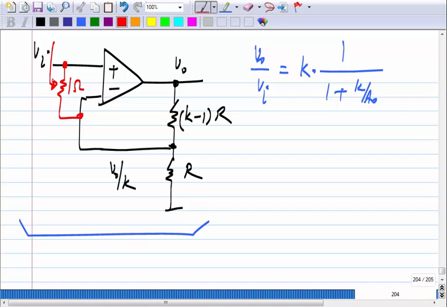So an ideal op amp, what's the input resistance? Infinity. Why? So there is a virtual short here. Okay, so there is no current through 1 ohm either, so it is still infinity. Again, that infinity comes from feedback, that's what I want to emphasize.